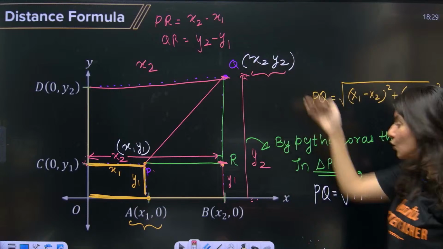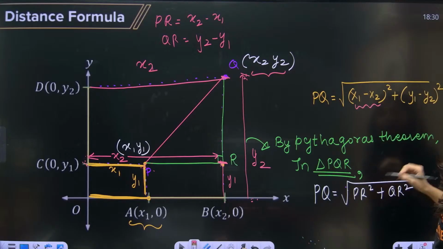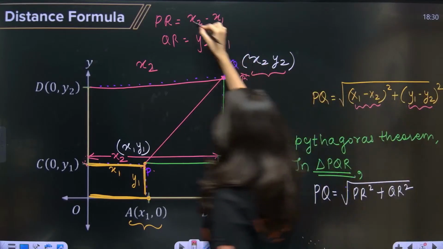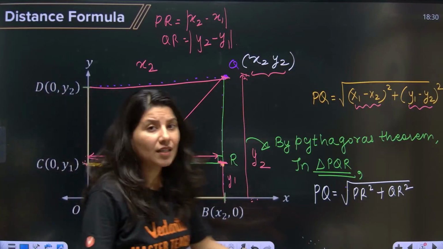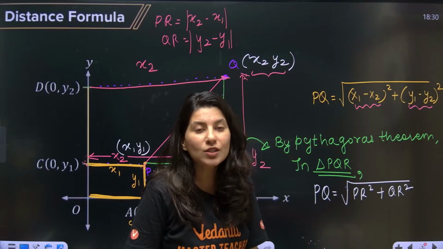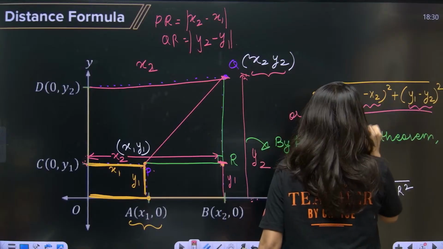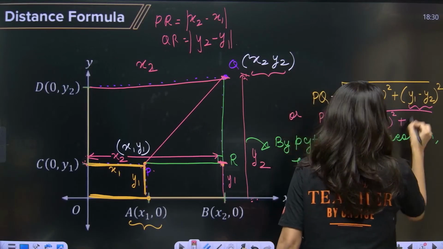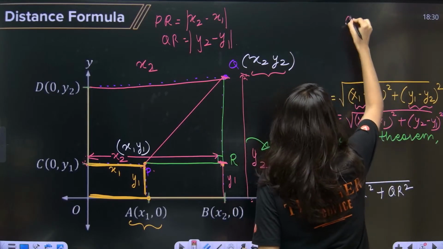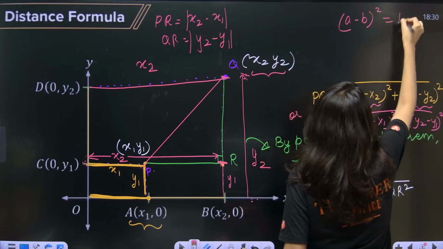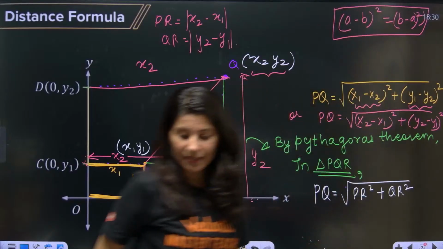Now PR and QR, if you put PR is x2 minus x1 whole square. So this is your PR square and this is your QR square. And let me tell you, because there is a distance, I will apply a modulus. Okay, so it doesn't matter if you write x1 minus x2 whole square plus y1 minus y2 whole square, or PQ can be written down as x2 minus x1 whole square plus y2 minus y1 whole square. Because you know what? See, a minus b whole square is equal to b minus a whole square. I think everybody is aware about this. Yes?